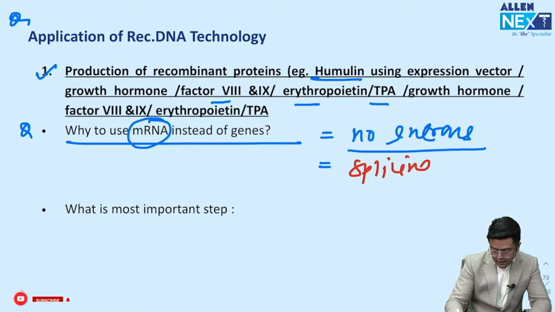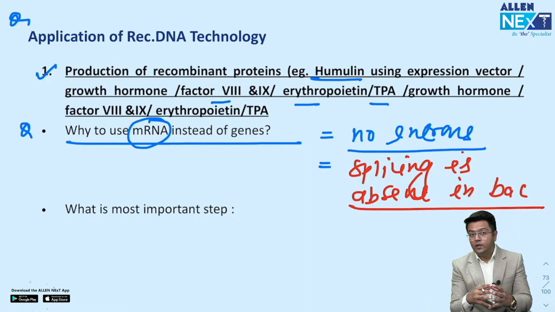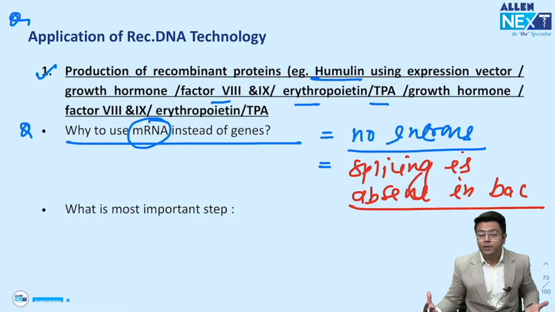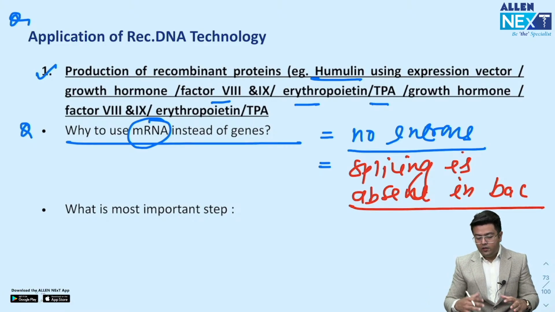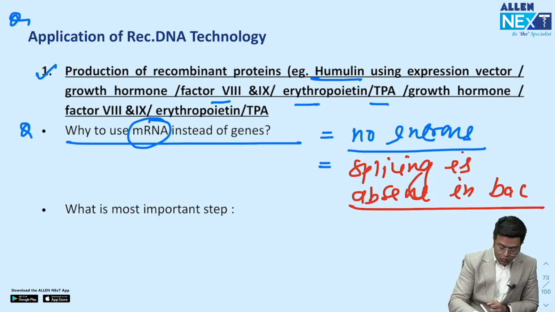The splicing is absent. So suppose you add the human insulin gene, the mRNA will contain introns and bacteria cannot splice them. So you have to give cDNA, right? From the mRNA we make the cDNA, which has no introns, and that will make the mature protein. Right, guys? What is the most important step? MCQ.